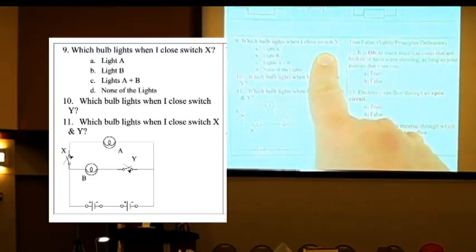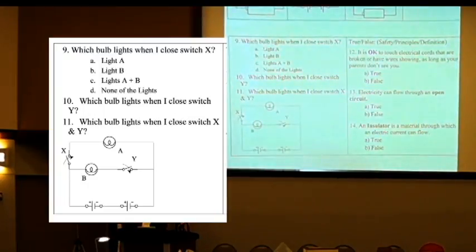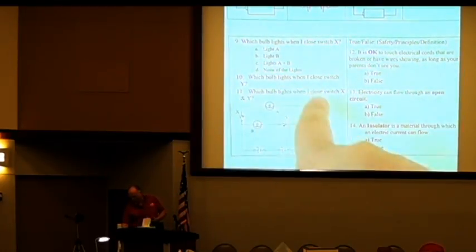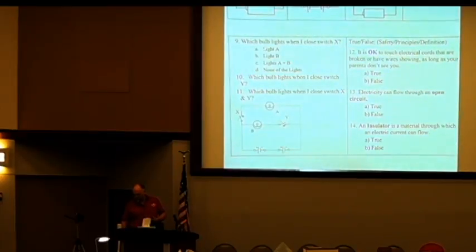So if I close switch X, which light bulb comes on? Anybody? Light bulb A. Anybody say B? Anybody say A and B? Right, the correct answer is A. Goes through, runs into a roadblock here, can't go, it's going to go up, going to run around this way, okay?